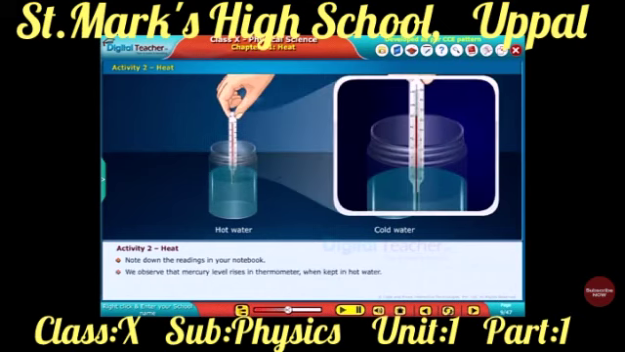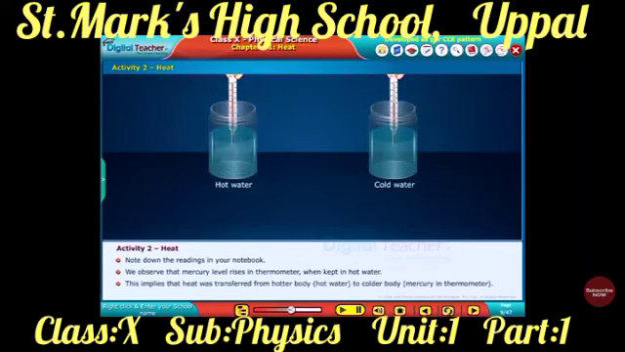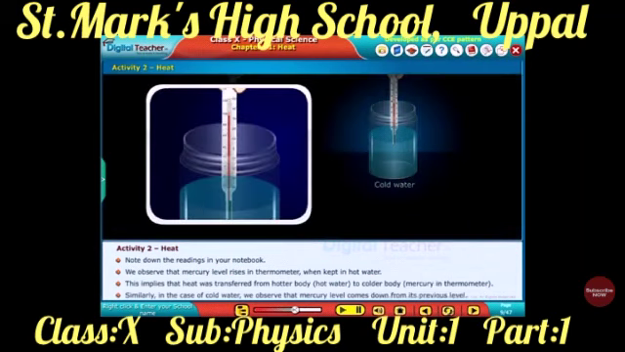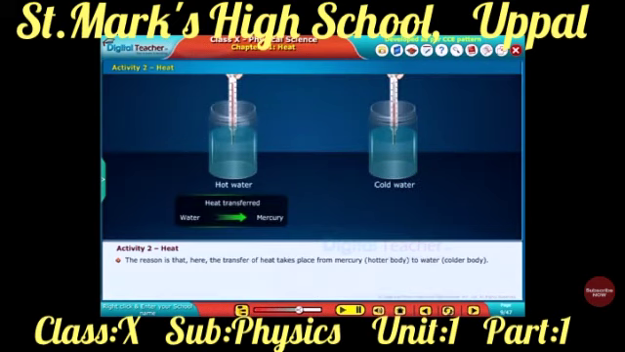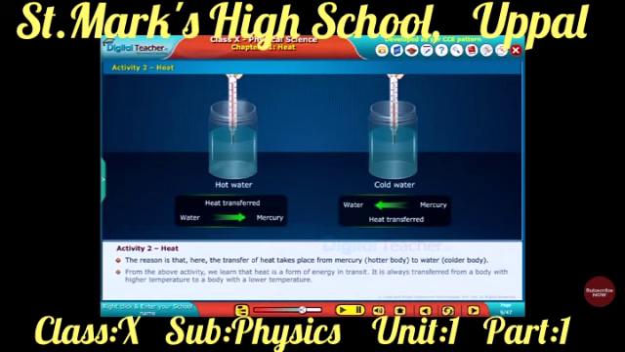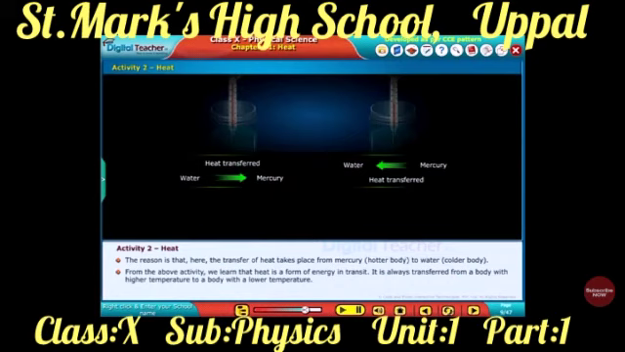We observe that mercury level rises in thermometer when kept in hot water. This implies that heat was transferred from hotter body, hot water, to colder body, mercury in thermometer. Similarly, in the case of cold water, we observe that mercury level comes down from its previous level. The reason is that here the transfer of heat takes place from mercury, hotter body, to water, colder body. From the above activity, we learned that heat is a form of energy in transit. It is always transferred from a body with higher temperature to a body with a lower temperature.